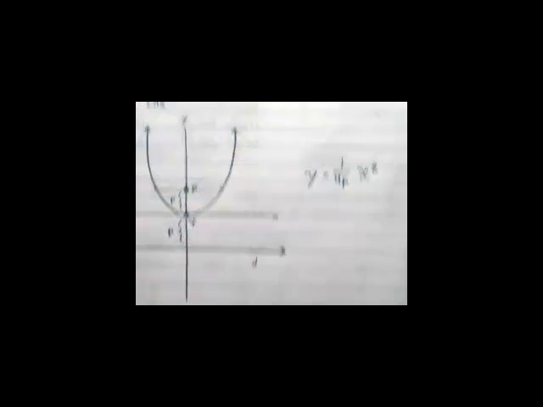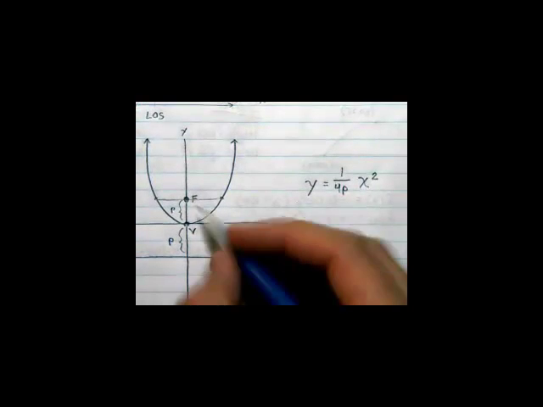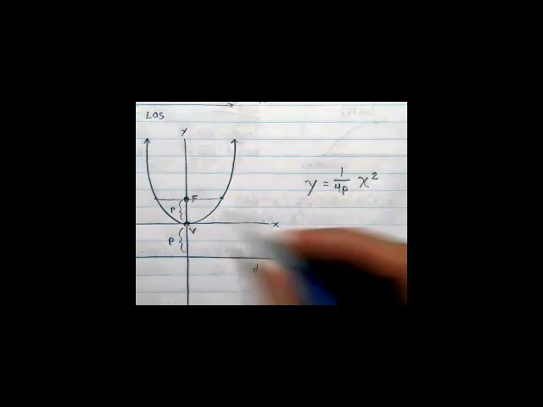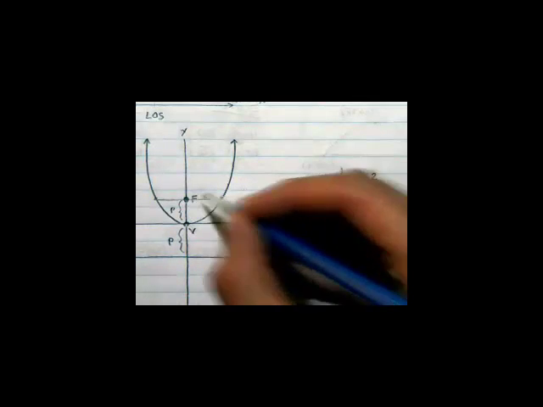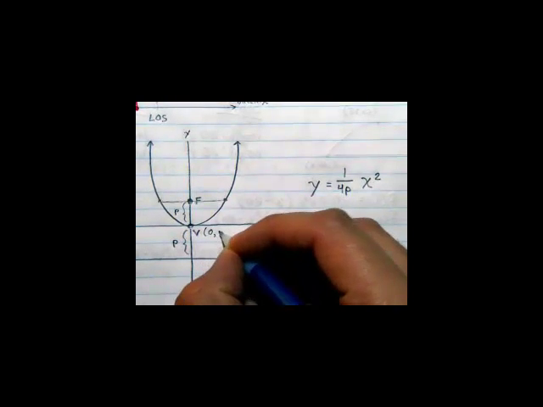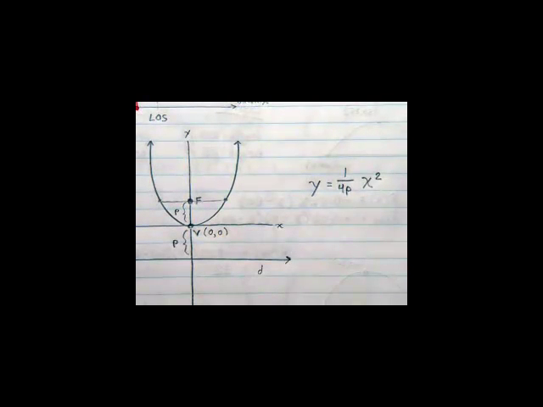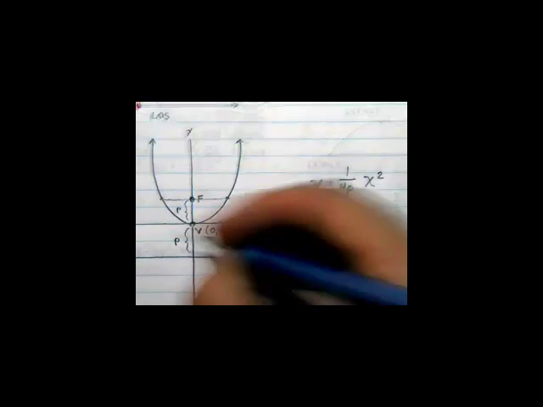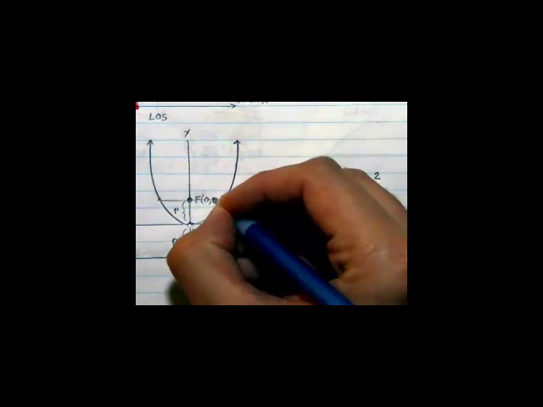Oh, actually, before we do that, one more thing. If this has a distance of p, what would be the coordinates of F, measured from the vertex? Remember, the vertex, for now anyway, is always going to be 0, 0, until tomorrow when we change it. So the focus is going to have the coordinates 0, p, because it's still 0 on the x, but it has to go up p.